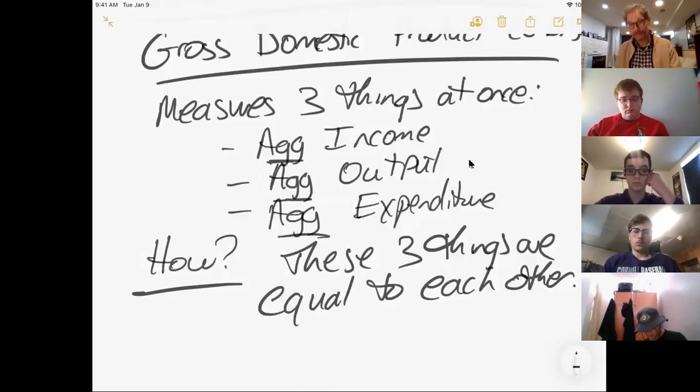Don't be confused by this, because sometimes I will talk about aggregate output and then in the next sentence say aggregate expenditure. They're both measured by GDP, right? They're both measured by GDP. So GDP is very useful for us because these concepts are not the same, but they have to be equal to each other. Because they have to be equal to each other, one statistic can measure all three, and that's what GDP is.